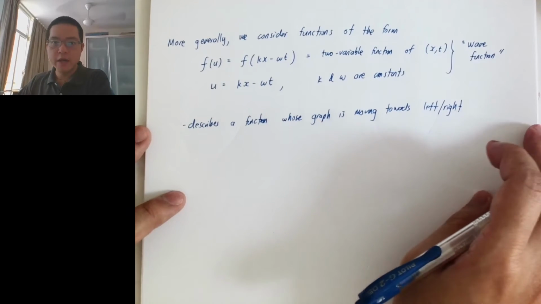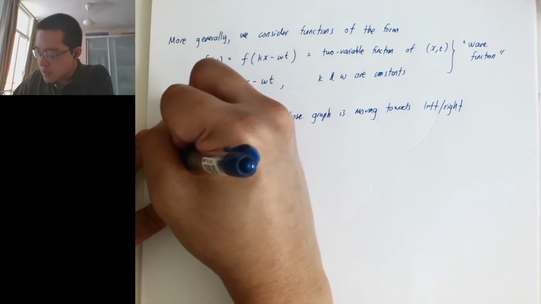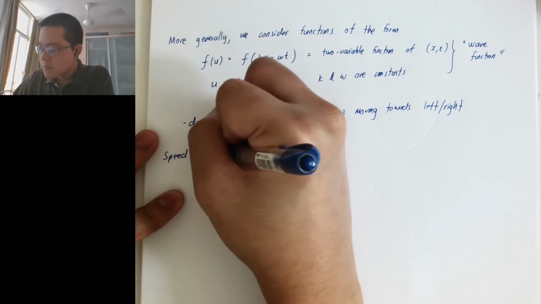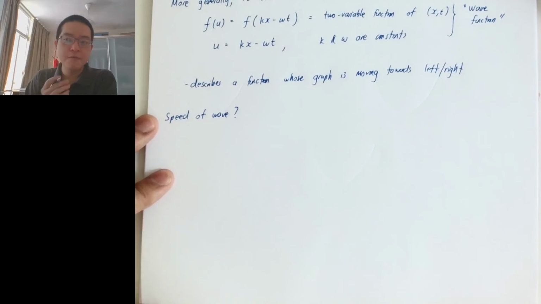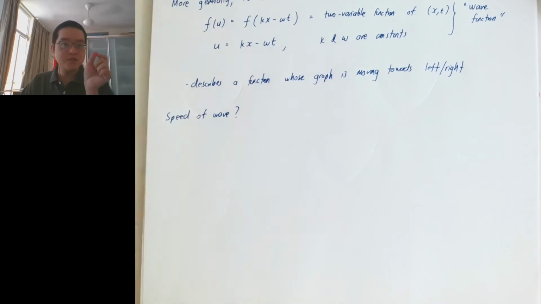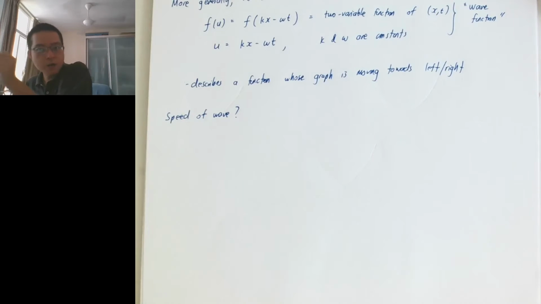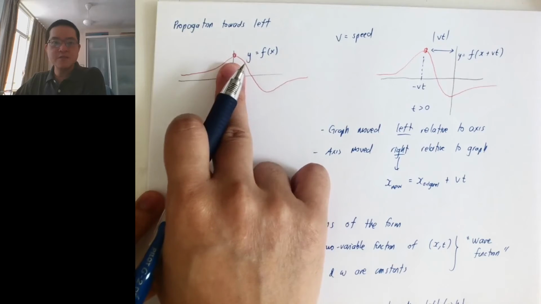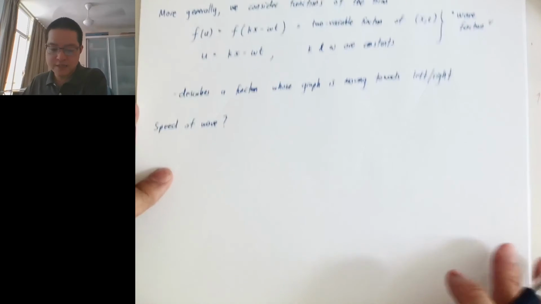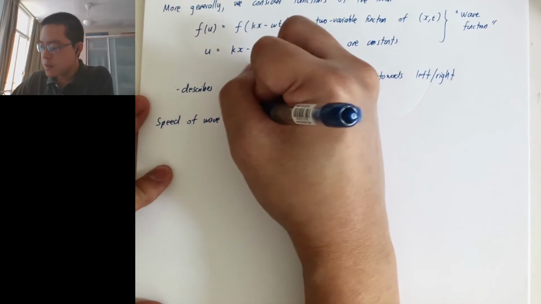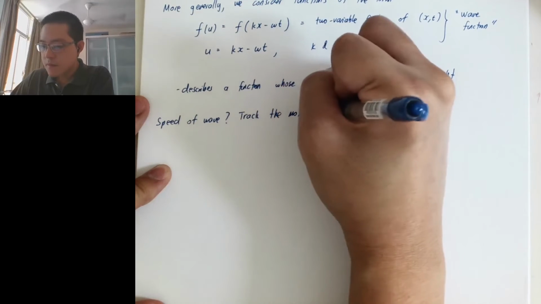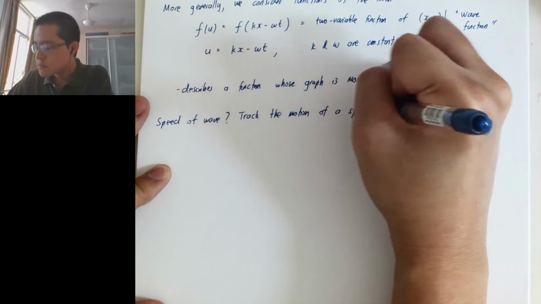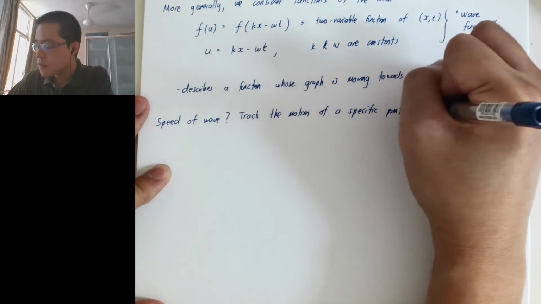But from this, how do we calculate the speed of the wave? We can actually have a formula. To get the speed of the wave, just like what we discussed just now, we trace the original point and see how fast it's moving. So we follow one point and see how fast it's moving. What we do is track the motion of a specific point on the graph.